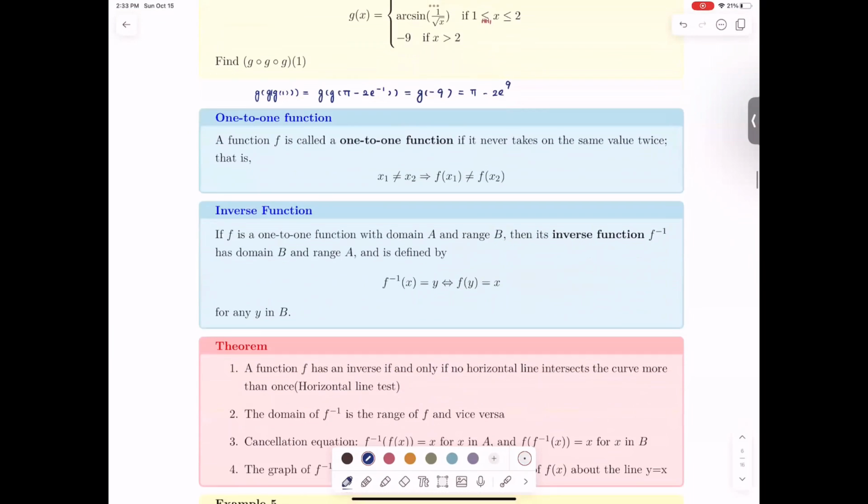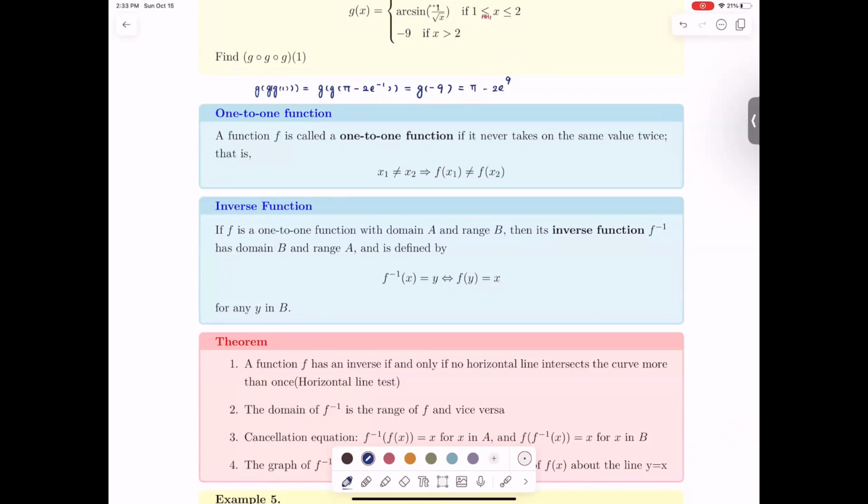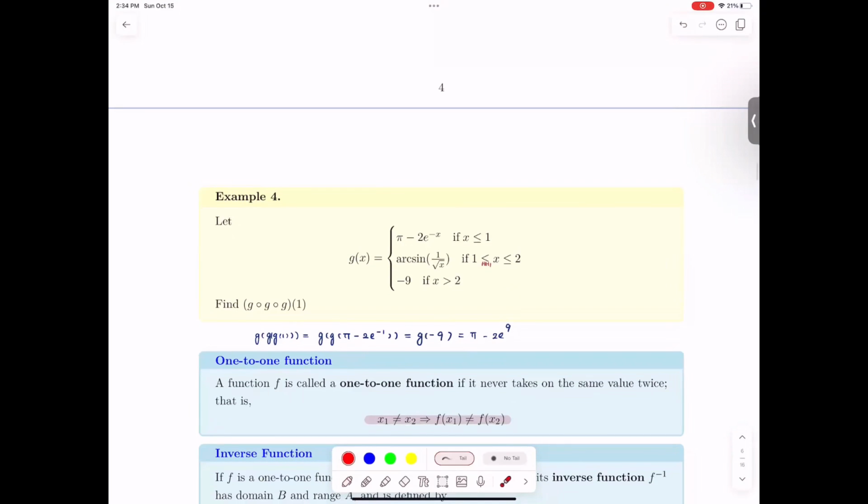Move on. One-to-one function. The definition is important for 102. Okay, this is important for 102, not that important in 135. Because negative of -9 is 9. That's why. Make sense?